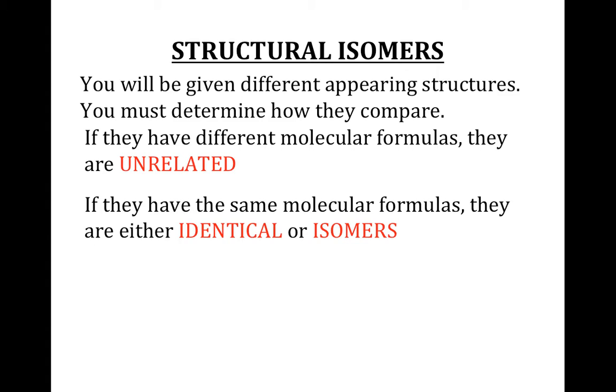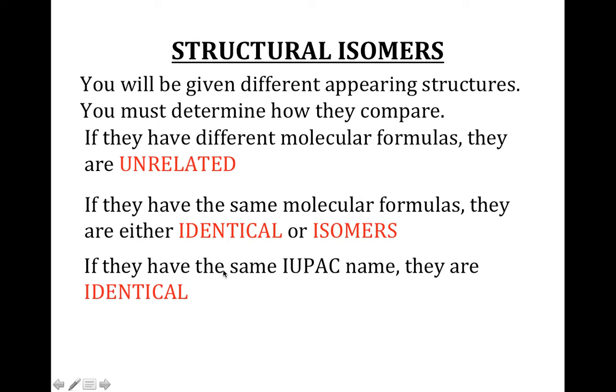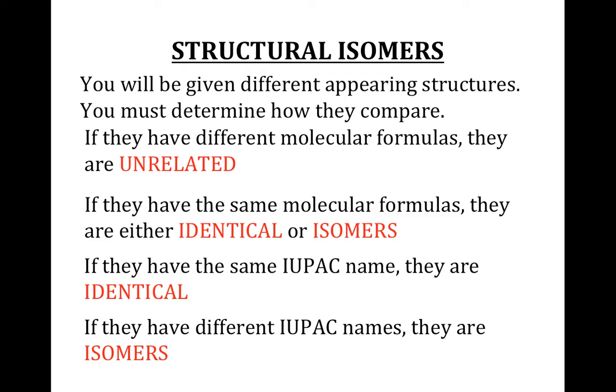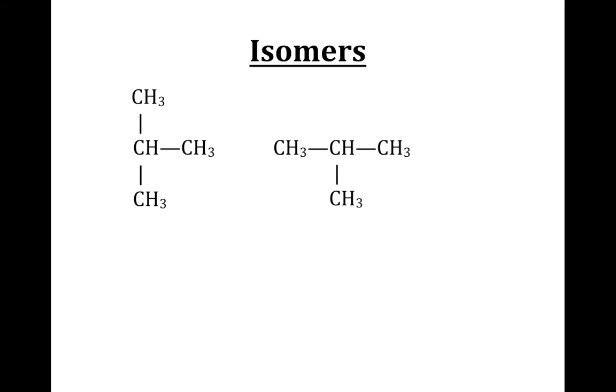And the way to tell if they're identical is, do you end up with the same name for both of them? And if you do, they're identical. And if you end up with different names, then they are isomers. And so this is what the IUPAC line is talking about. Same IUPAC name, identical; different IUPAC names, isomers.